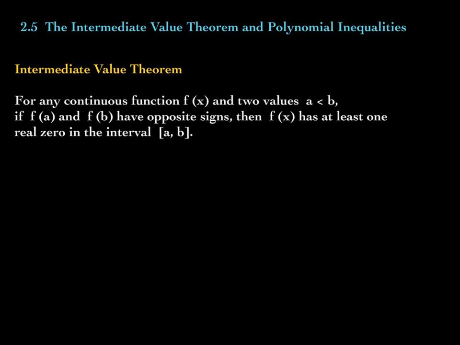For any continuous function, f of x, and two values, a, which is less than b, if f of a and f of b have opposite signs, so one of them is positive, the other one is negative, then the function has at least one real zero in the interval a to b. Let me show you a picture. Maybe it'll help us understand what this is saying.